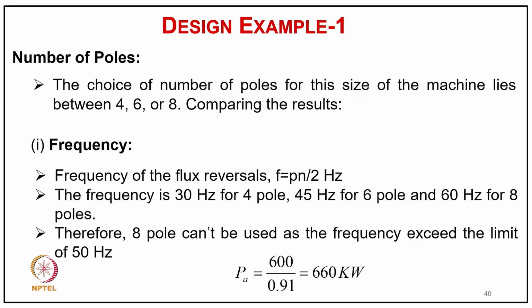Now coming to the number of poles, the choice of number of poles for this size of the machine lies between 4, 6 and 8. So comparing the result, typically taking the frequency of the flux reversal, that is f equal to pN by 2 Hz, the frequency is 30 Hz for 4 pole, 45 Hz for 6 pole and 60 Hz for 8 pole. Therefore 8 pole cannot be used as the frequency exceeds 50 Hz. So here the power is already, we got 660 kilowatt.